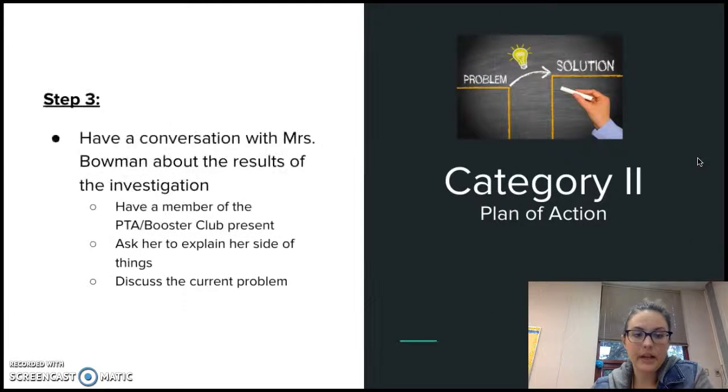Step 3 would be to have a conversation with Mrs. Bowman about the results of the investigation. This should not be accusatory, and it should have a member of the PTA Booster Club or HR present. We would like for Mrs. Bowman to explain her side of things, what happened. We might have a confusion piece, but even if it's a confusion piece, we have documentation. Then we would like to discuss with her the current problem that's happening and why we are concerned about missing funds and torn tickets.